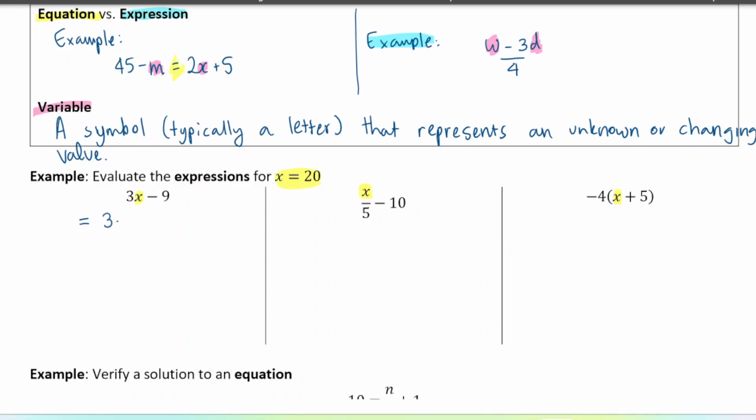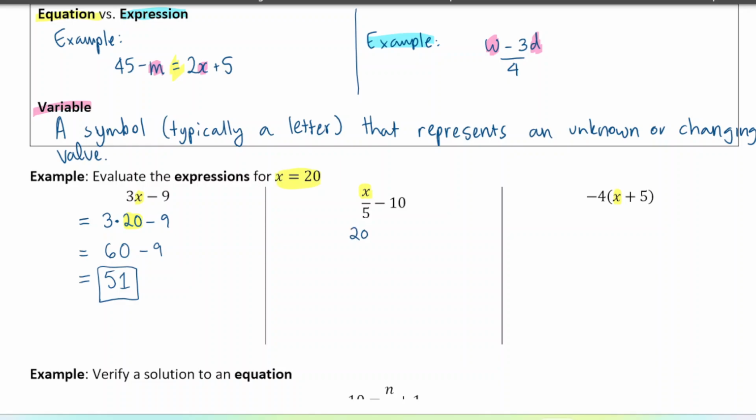We have 3 times 20 minus 9. So I've replaced the x with 20. And I've added in a multiplication symbol here just to show you that when you have 3x, that means 3 multiplied with x. When a letter and a number are written right next to each other, it means multiplication. So 3 times 20, we're going to go in order of operations here. 3 times 20 is 60 minus 9. So this is 51.